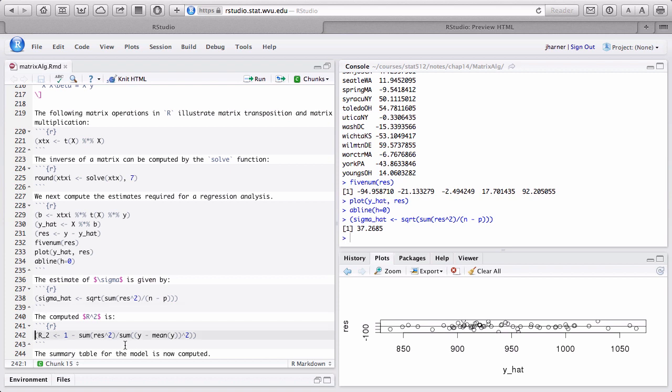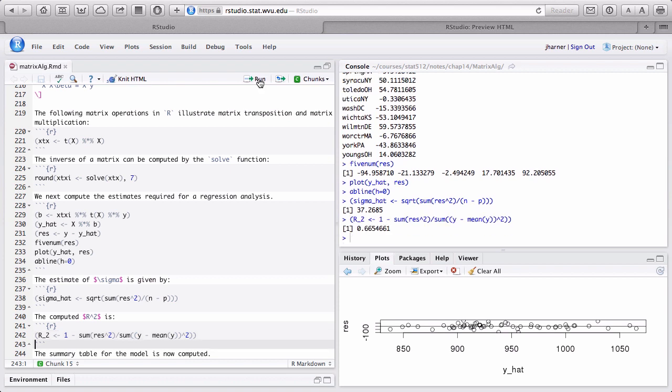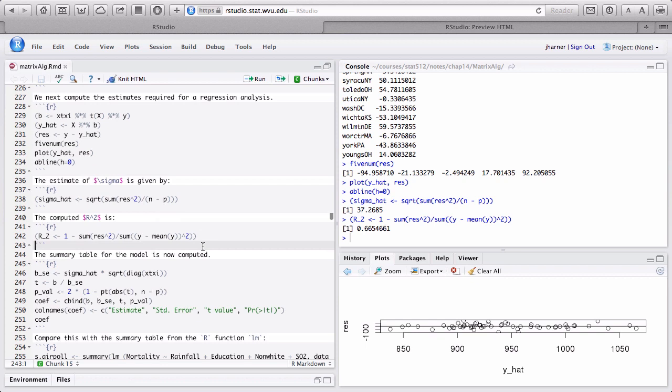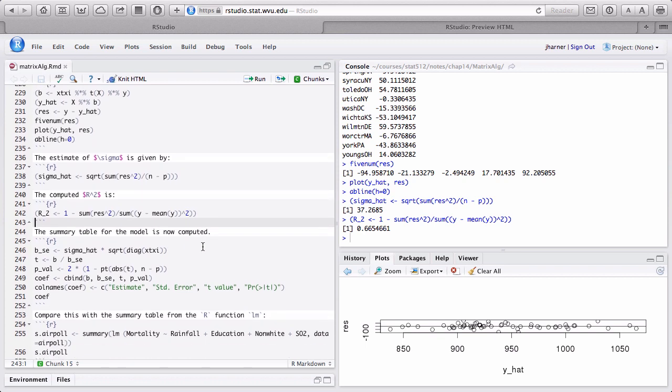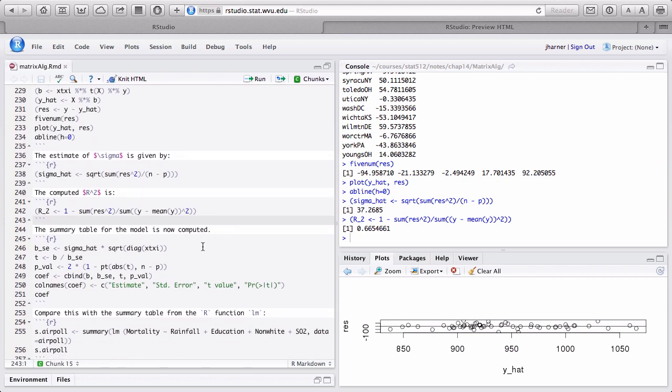I can compute R squared. R squared, again, this is a bit of a review. It's 1 minus the sum of squares of residual over the sum of squares about the mean. And so I've just written that equation. And if I run this, my R squared is about 0.67 or 0.66. So we have a reasonably good fit, but you can see that we have some variation.